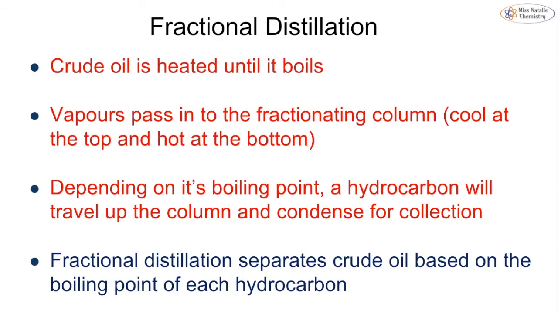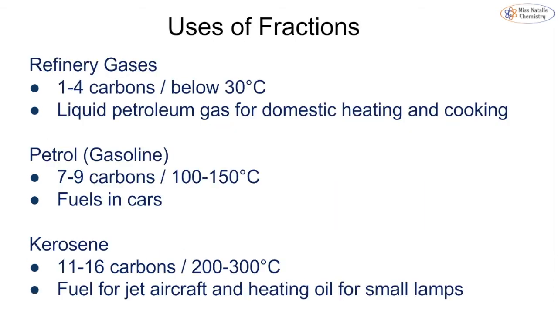So just to summarise, we had our crude oil being heated until it boils. The vapours pass into the fractionating column, which has this temperature gradient, and depending on its boiling point, the hydrocarbon will travel up the column and will condense at different levels, and then they are collected. So we are using this boiling point in order to get our separation. And what you have to know are the names of the fractions and their uses.